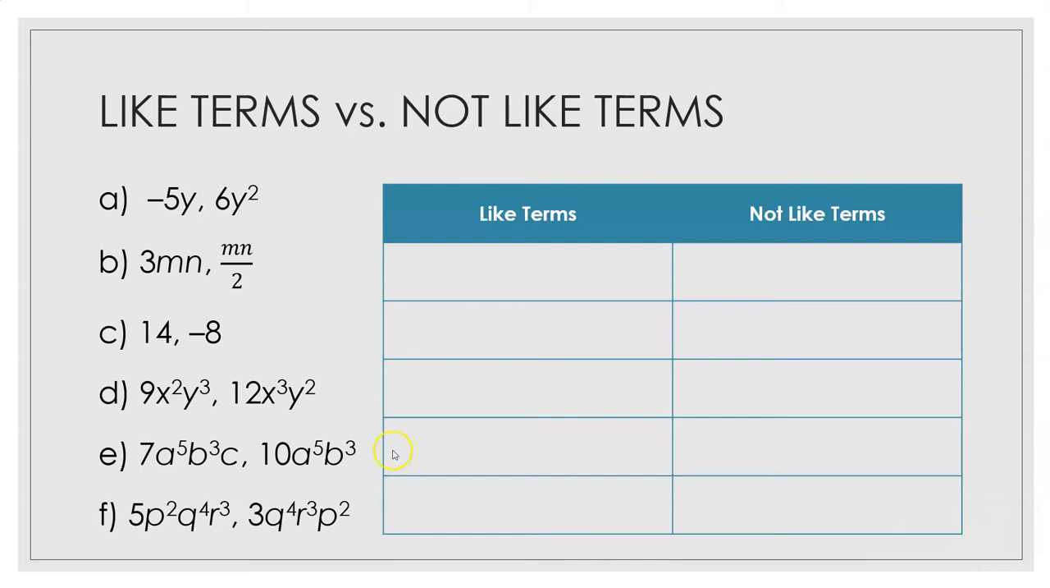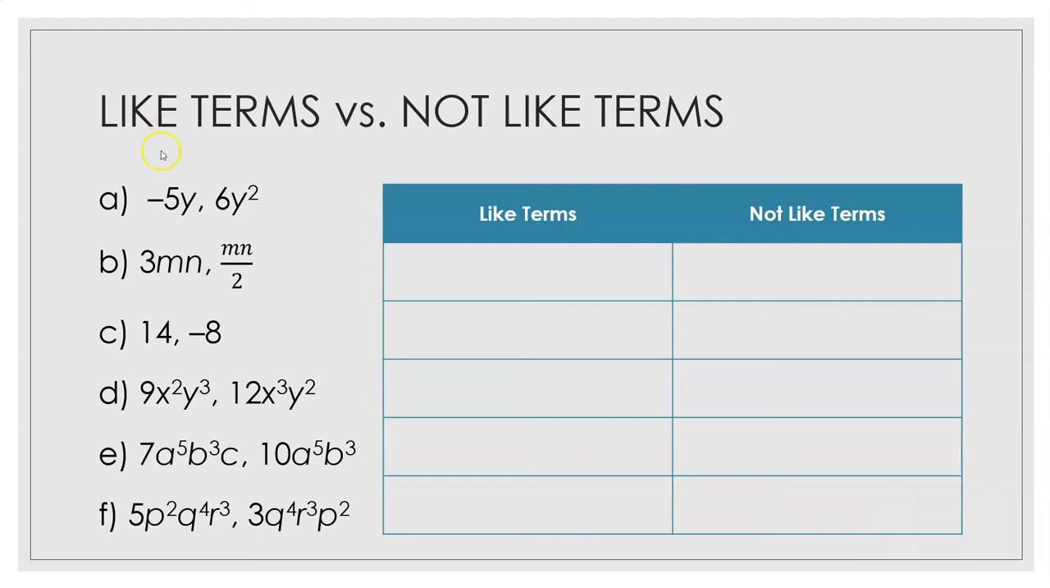Okay, moving on to the second topic for this, we're going to talk about like terms versus not like terms now. So this is going to be used when you're simplifying expressions. When you do have like terms, you can add them and subtract them. If you don't have like terms, you can't do anything with them. So first we need to decide what is what. Going back to the definition, like terms are two terms that have the exact same variable with the exact same exponent attached.